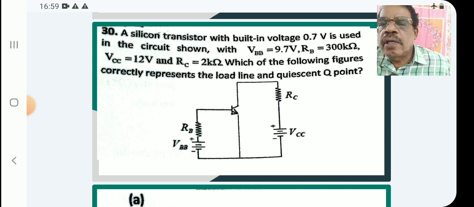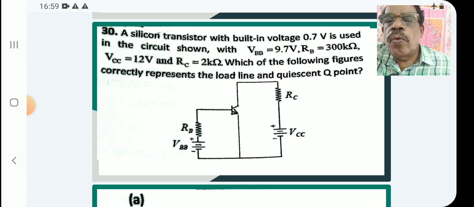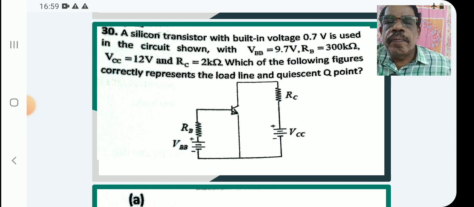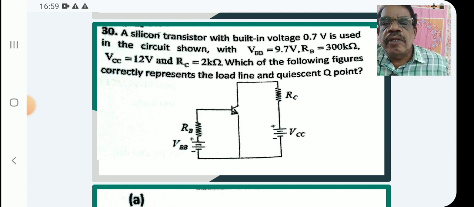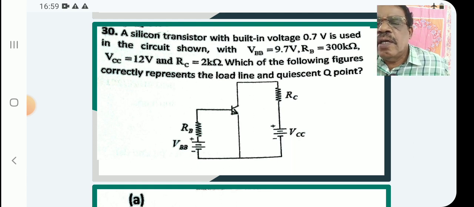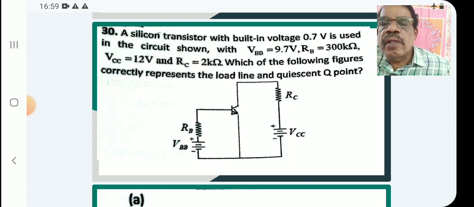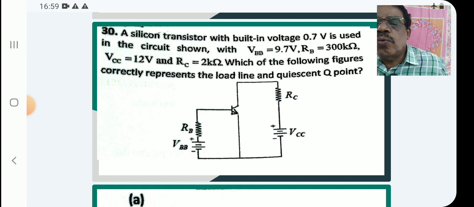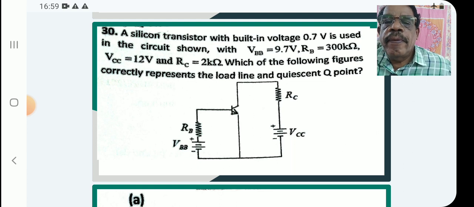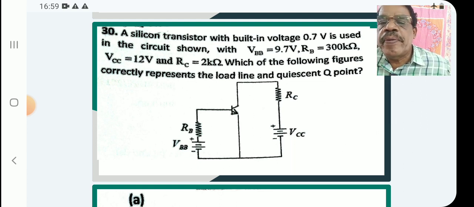Next question. A silicon transistor with a built-in voltage of 0.7 volt, the internal potential barrier, is used in the circuit shown, with VBB, the base bias battery, 9.7 volt, RB 300 kilo, VCC 12 volt, and RC, the collector resistance, 2 kilo. Which of the following figures correctly represents the load line and Q-point?